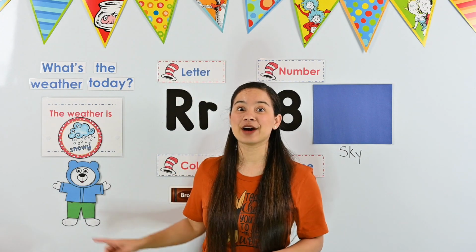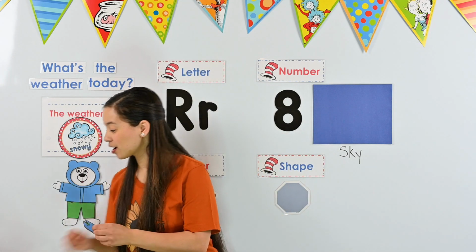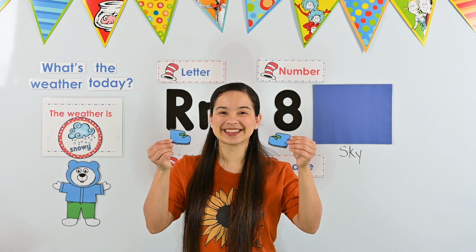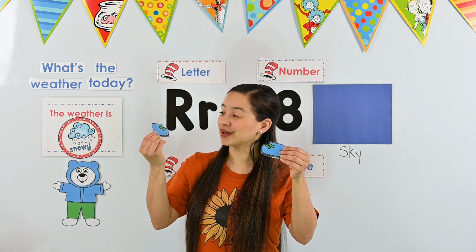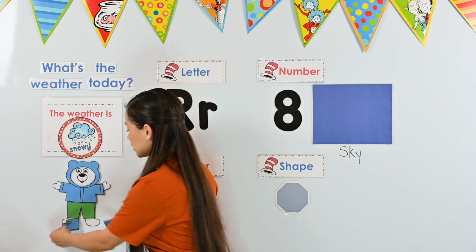Perfect. Now he needs his shoes. He needs his snow boots. Here they are. What color are Perry's snow boots? They are blue with green. Let's put the blue and green snow boots on Perry.